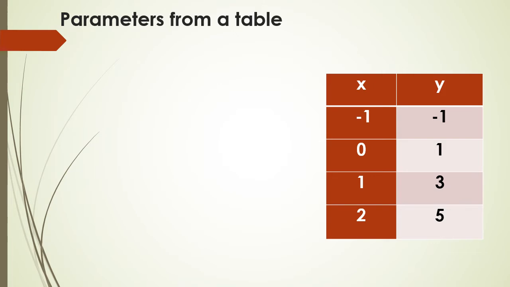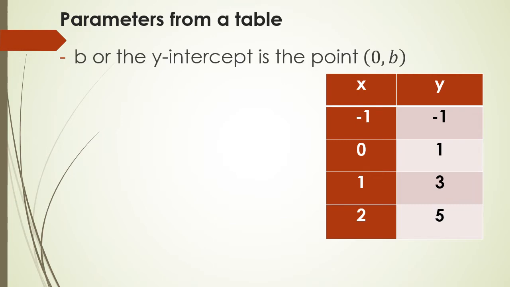Now let's take a look if we can identify the parameters of a line from a table of values. So in this table of values, we're trying to find the slope and the y-intercept. So the first thing I'm going to try and find is the b value, or the y-intercept, which has an x value of 0. So in this case, looking at the table of values that I have here, I can see that the y-intercept is 1. So b in this case is going to have a value of 1.